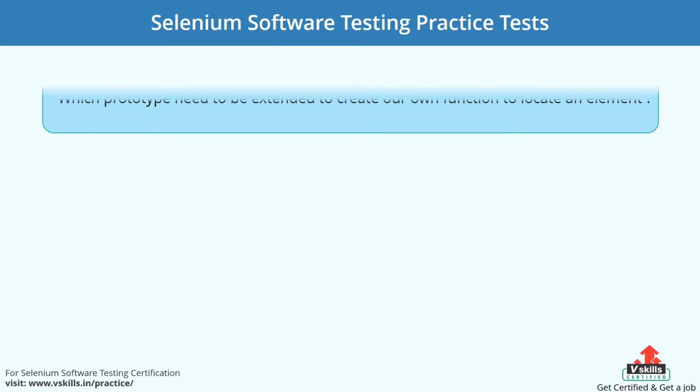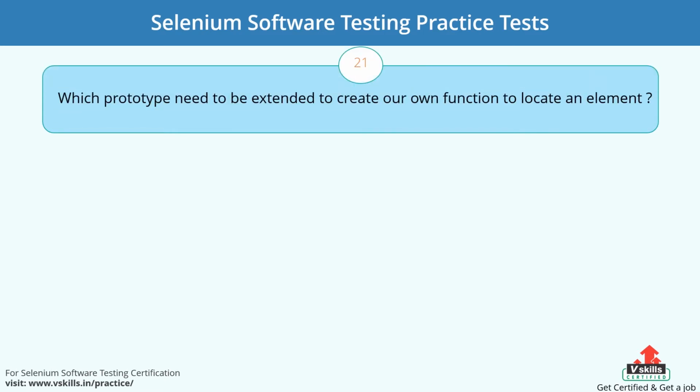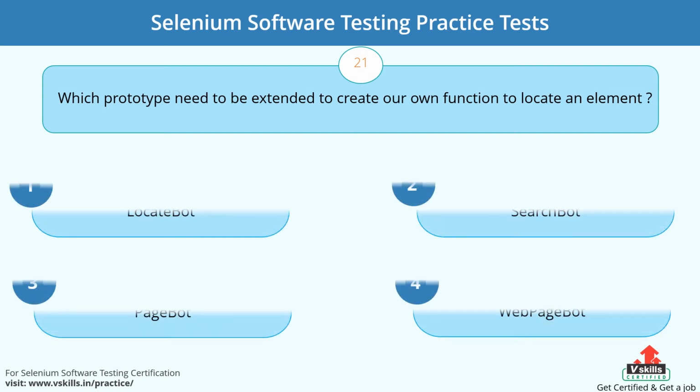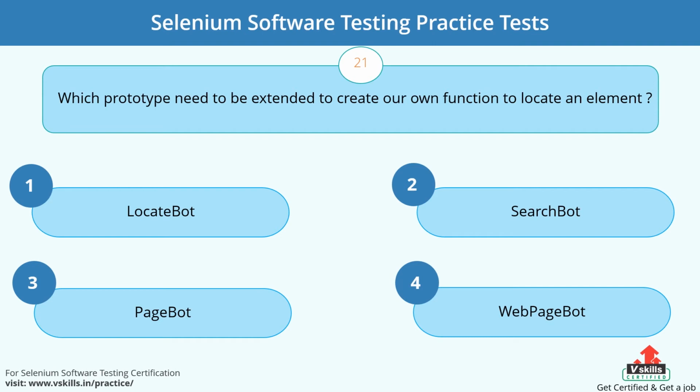Question number 21. Which prototype need to be extended to create our own function to locate an element? The options are A. LocateBot, B. SearchBot, C. PageBot, D. Web Page Bot. The correct answer is option C.